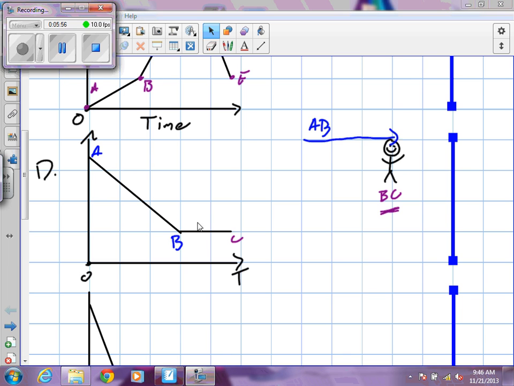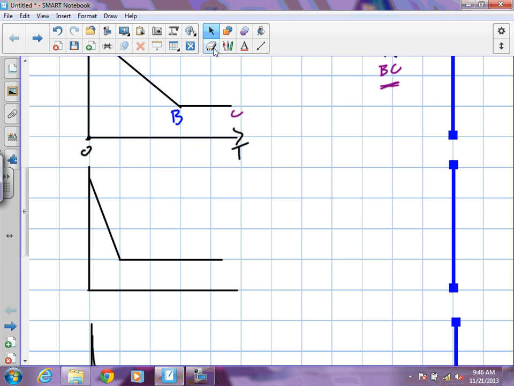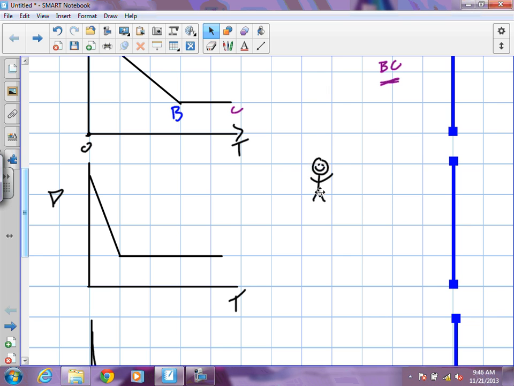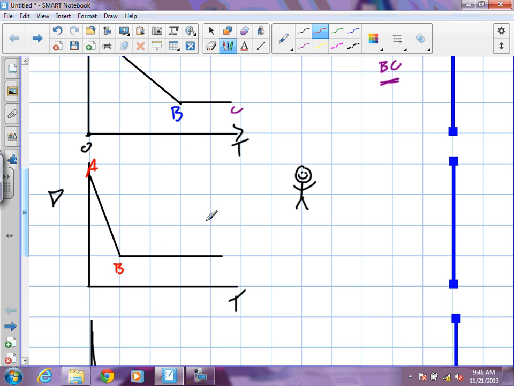So let's go to our next example here. It's very similar to the one before. Okay? Let me get our guy here. Bring him down. So here's our lovely guy. Where does he start? Nice. Yeah, far from the wall, right? And then what does he do from A to B? Is he going towards the wall or away from the wall? Yeah, he quickly moves towards the wall.